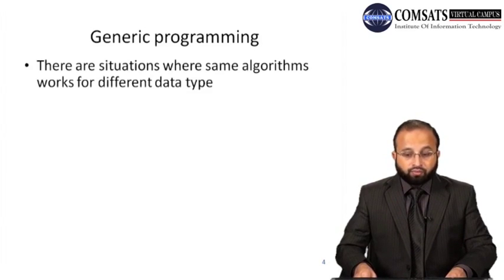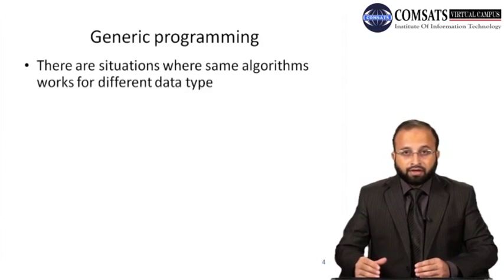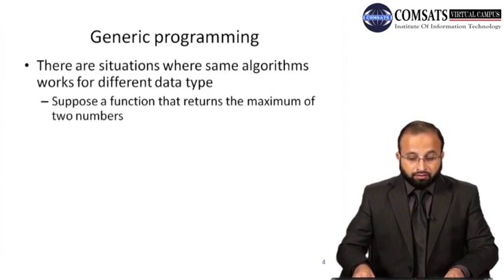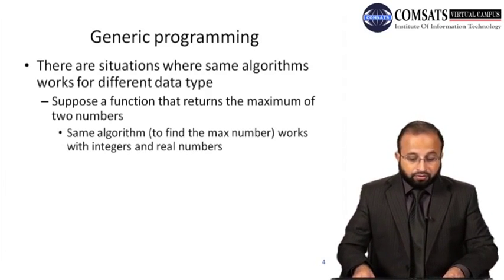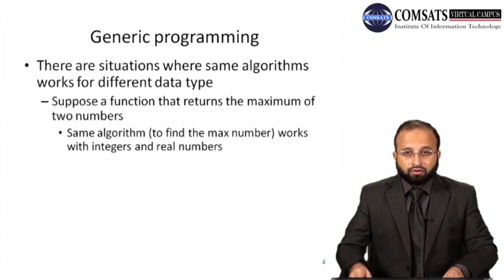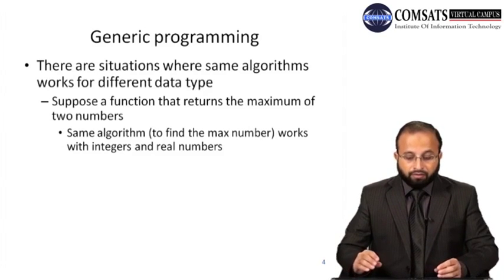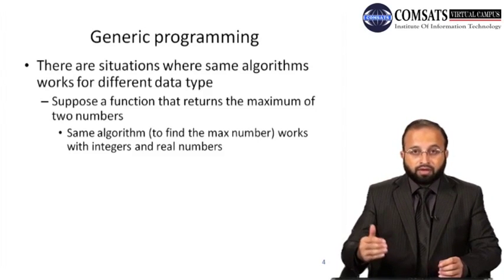So there are some situations where the same algorithm works for different data types. So we have the same algorithm but it works for different data types. Suppose a function that returns the maximum of two numbers. So these two numbers can be integer, can be float, right? Can be long, can be double, right? So these are the basic types in C. So the same algorithm to find the max number works for integer, for real numbers, for double, for long, even for character as well, ठीक है. So same algorithm काम करेगा उसके लिए. Character के case में it will check, it will compare the ASCII values of the character, right? So you can imagine now that a maximum of two numbers आपने ये find करना है, and the algorithm is the same, even the type is different.